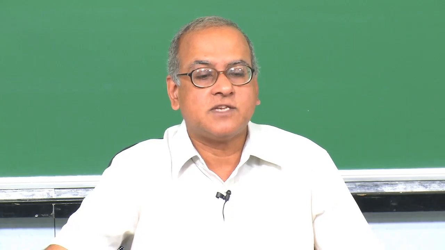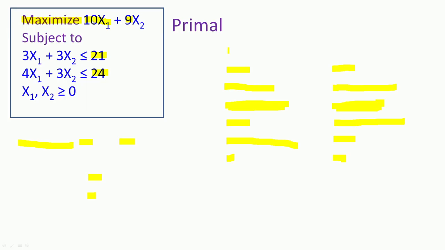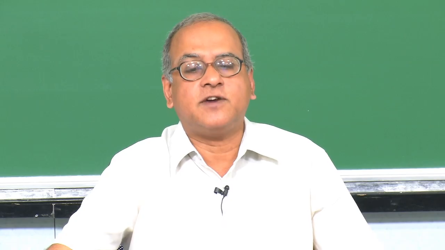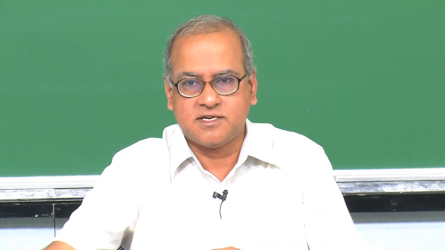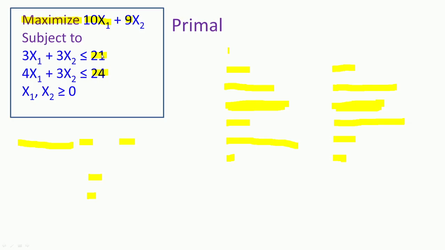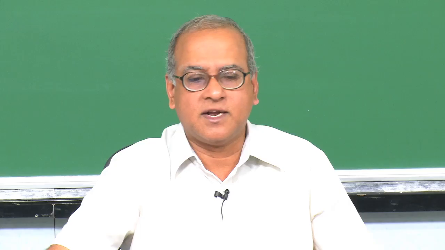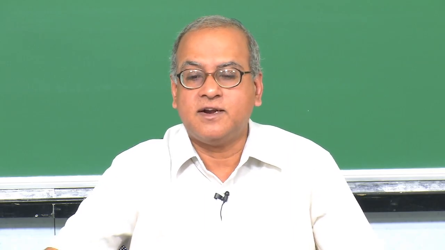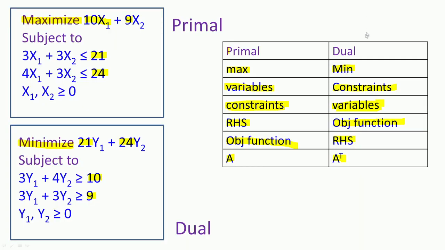So the dual will have two variables y1 and y2. So when I have y1 and y2, I will say 3y1 plus 4y2 greater than or equal to 10, 3y1 plus 3y2 greater than or equal to 9. Because this is maximization, the objective function will be minimization. So the objective will be to minimize 21y1 plus 24y2, and y1, y2 greater than or equal to 0 is what you get here.